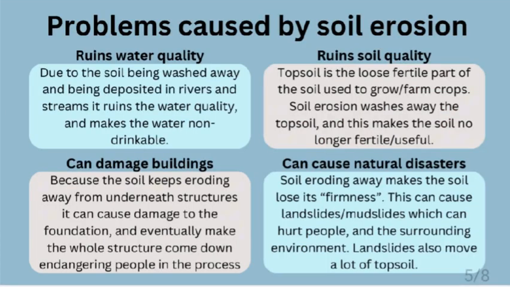Problems caused by soil erosion: it ruins the water quality because the soil is being deposited into rivers and it makes the water non-drinkable. It also ruins the soil quality because the topsoil is the part of the soil that gets eroded, and that makes the soil lose its fertility. It can also damage buildings by eroding the soil underneath. It can cause the buildings to crumble, and since the soil is also being eroded, it can cause natural disasters like landslides and mudslides, which can hurt people in the surrounding environment.